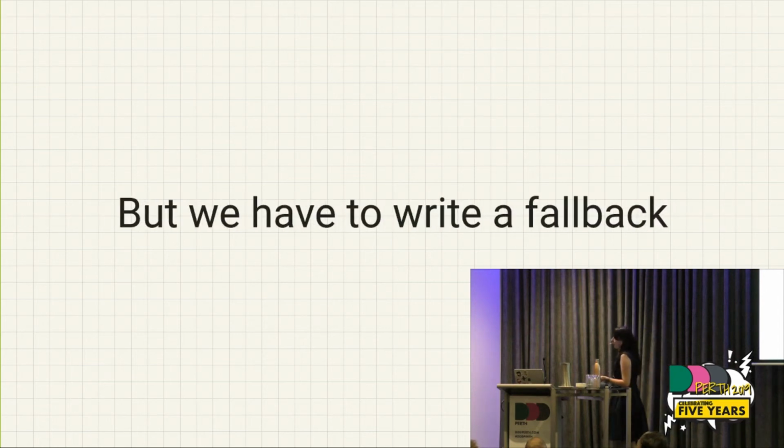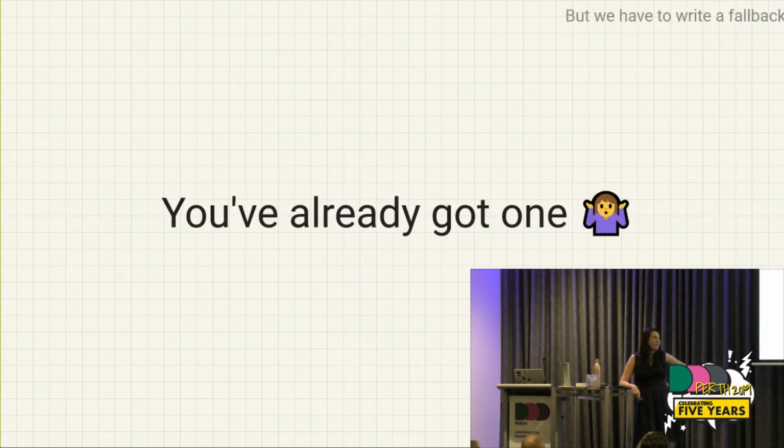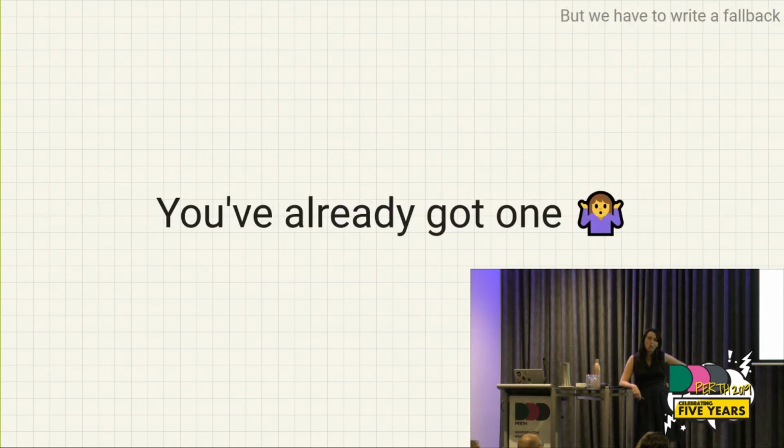You've also got the supports query. So remember, if someone doesn't support it, they're not going to get your grid code. But then we have to write a fallback. Does your layout currently work in those browsers? You've already got one. Your current code is your fallback. You can just write a grid alternative inside of a supports query that will only go to the browsers that can do it.